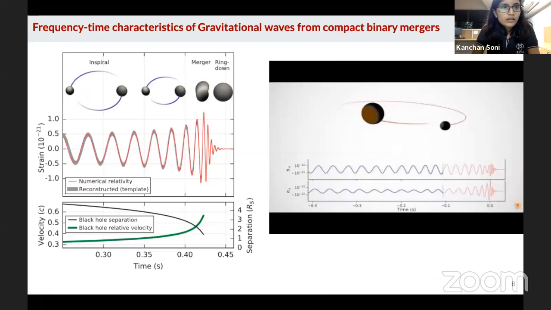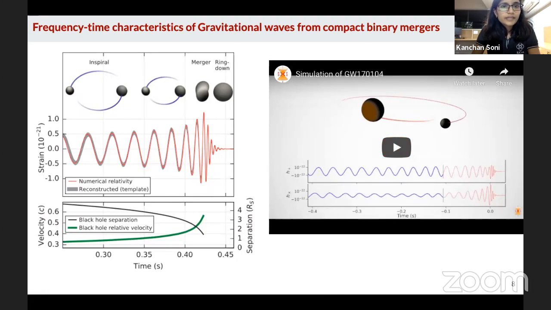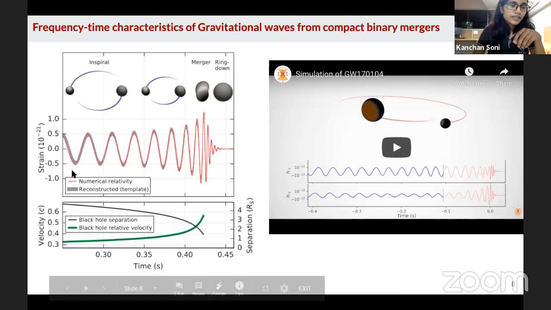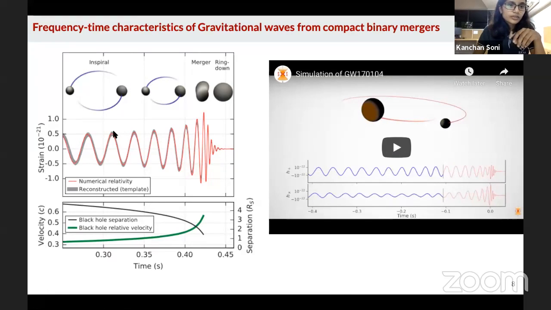Now, understanding the frequency-time characteristics of gravitational waves from compact binary mergers. In the previous slide, I explained that we can only detect gravitational waves from the merger of compact sources. How these compact sources merge can be pictured in different phases. Let's assume two black holes in the inspiral phase: the frequency and the amplitude are roughly constant here.